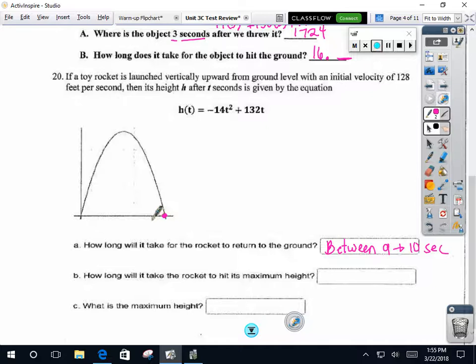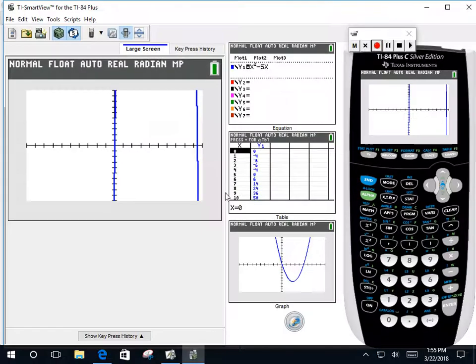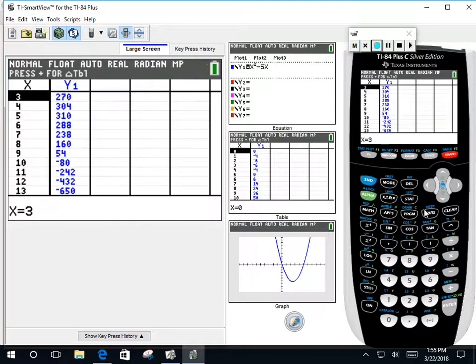Okay, so that's when it'll hit the ground, somewhere between 9 and 10 seconds. How long will it take the rocket to get to its maximum height? Well, can you see how high it gets on the screen? So what should you do? The table. Second graph will take you to the table.